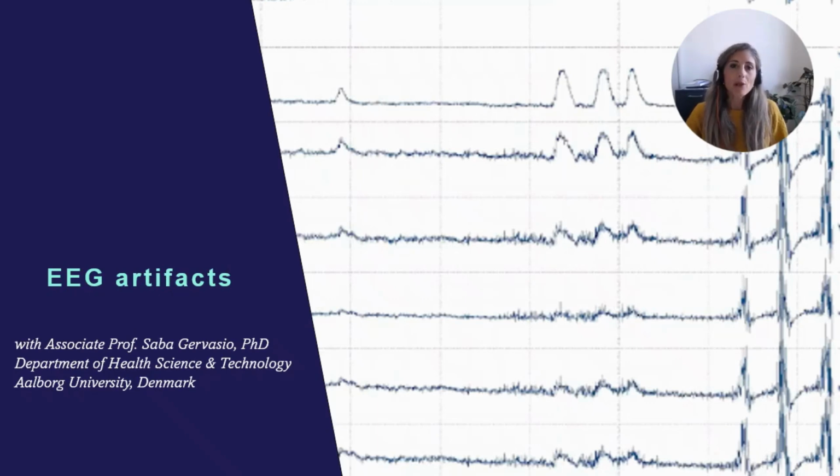In this video, we will look into EEG artifacts: what they are, how they affect the signals, how to recognize them, and how to reduce them. EEG artifacts are unwanted signals that interfere with the brain's electrical activity. They can come from the body, from the environment, or from the equipment itself.